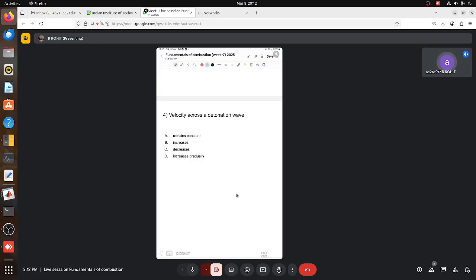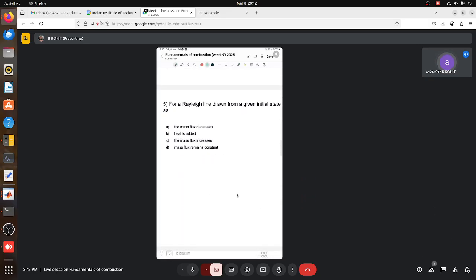So in a detonation wave, you have the closed chamber and you ignite it up here. So your pressure over here increases, which eventually means the velocity across a detonation wave will decrease. Now if you move on to the next question.